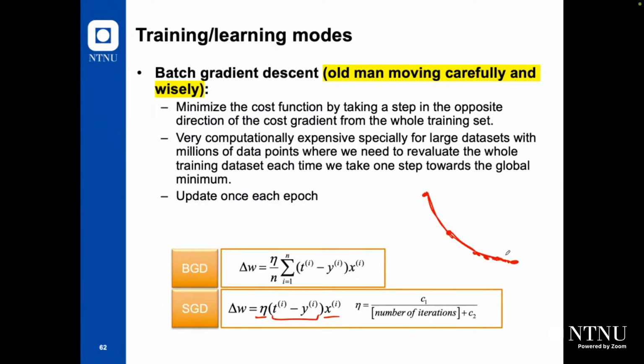If you want to use batch gradient, in this case you don't need to use t minus y times x, but you need to use the average, right? So you need to take the summation of t minus y multiplied by the input and divide this summation by n. So we will take the average gradient. Instead of using the gradient, we will use the average gradient over n. N will be the batch size.